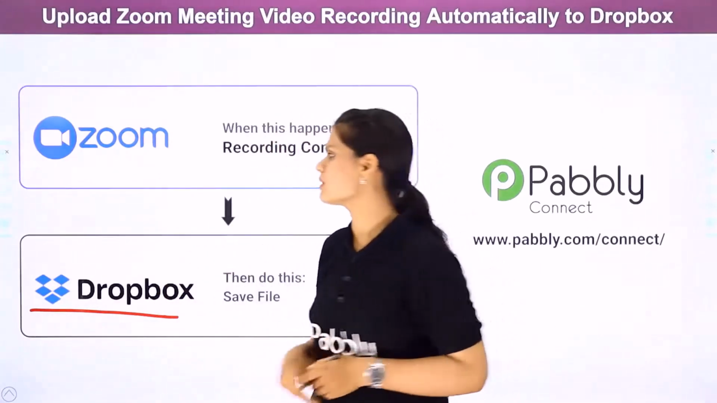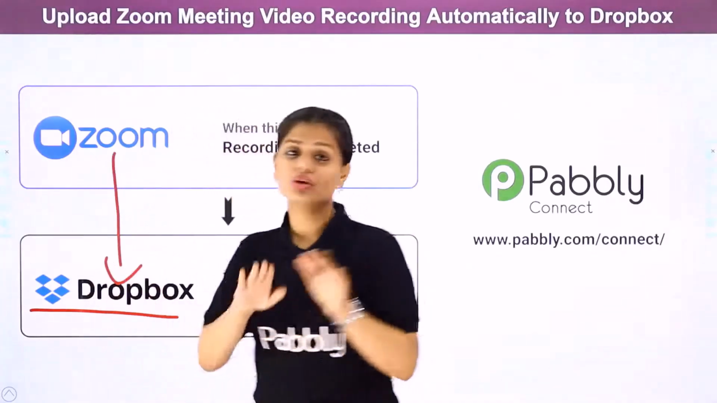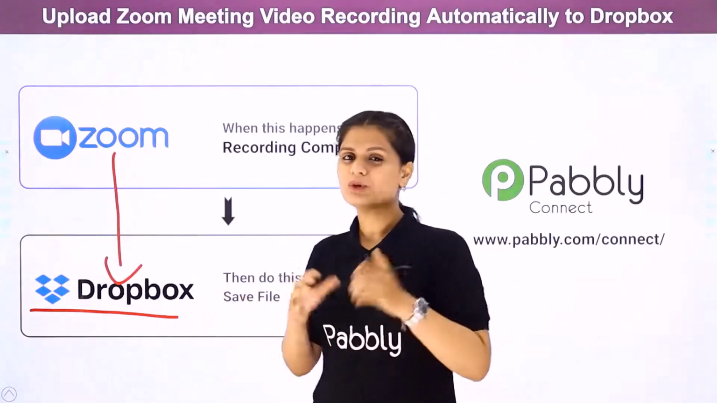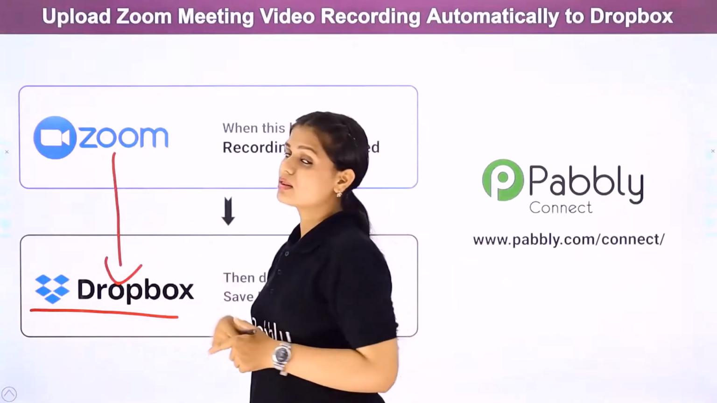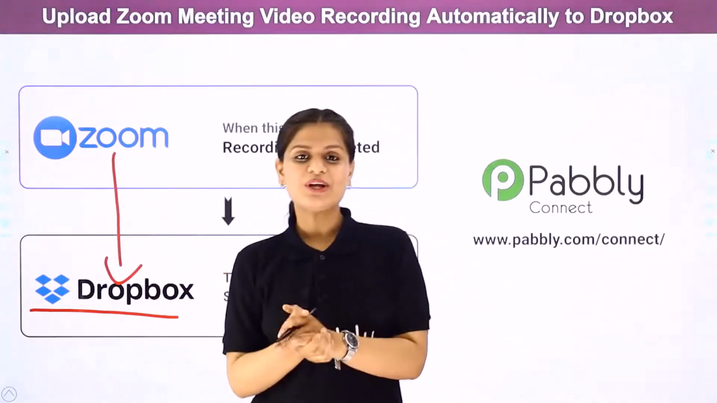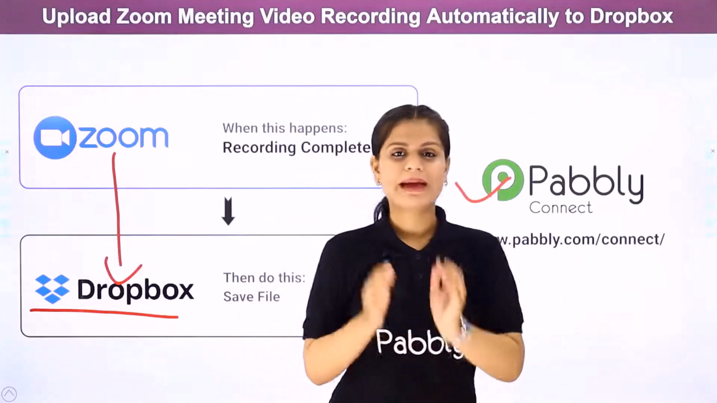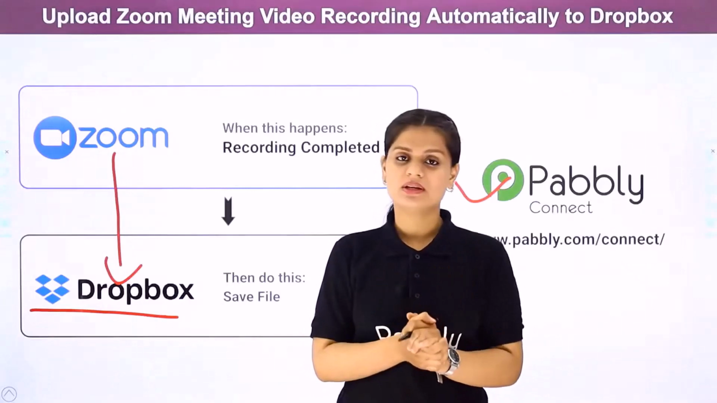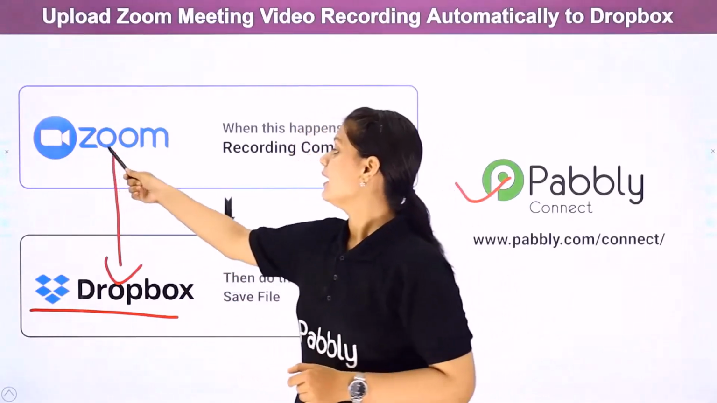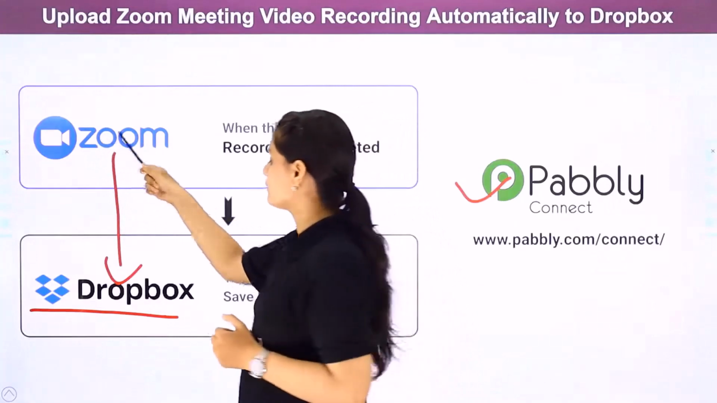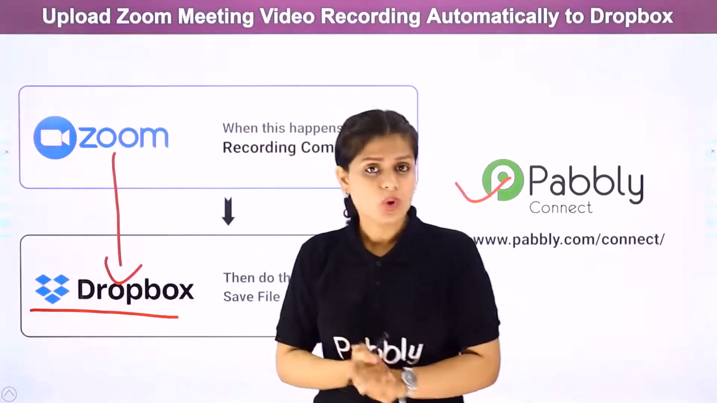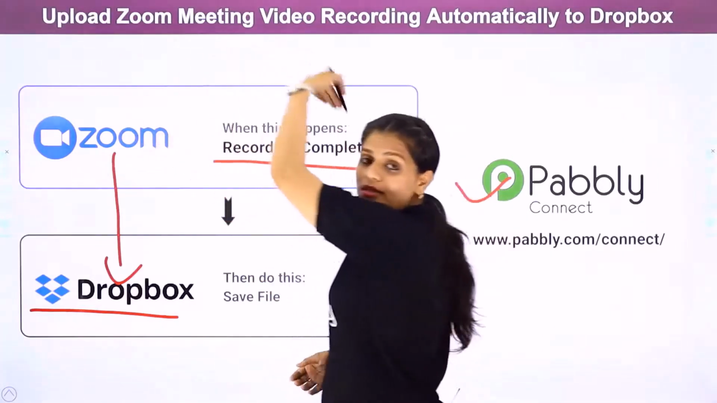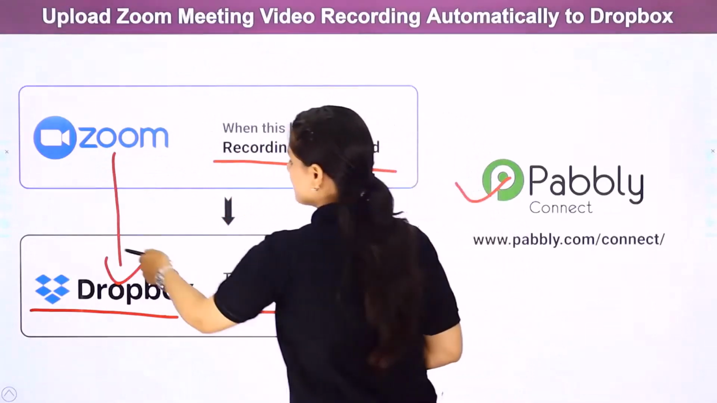But the issue here is Zoom and Dropbox do not have any integration, any contact between them. So how am I going to do that? I need to build that automation between them. So in this video, I'm going to use Pabbly Connect. Pabbly Connect is an automation and integration software. When I use Pabbly Connect, it is going to build an automation between Zoom and Dropbox. So every time a recording gets completed in Zoom, it is automatically going to be saved into my Dropbox.